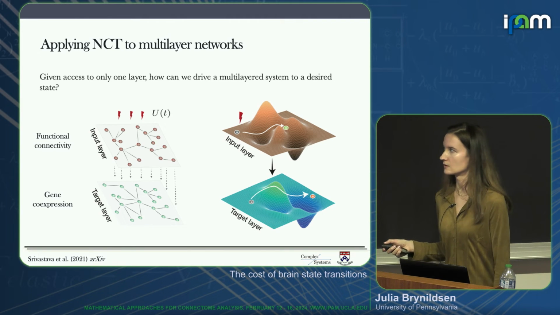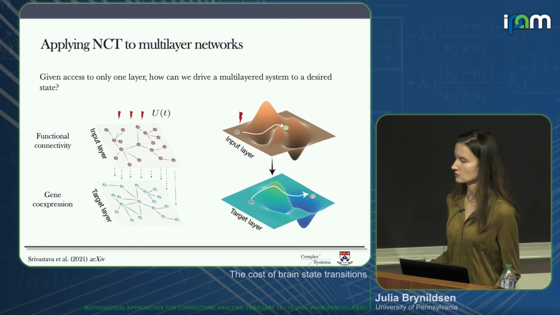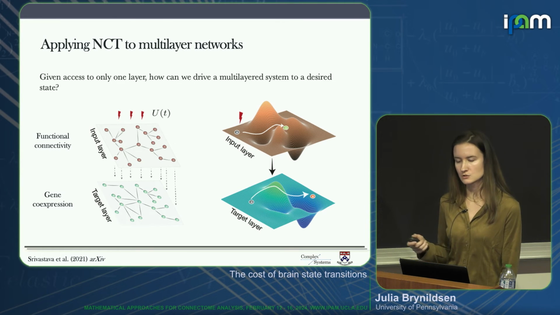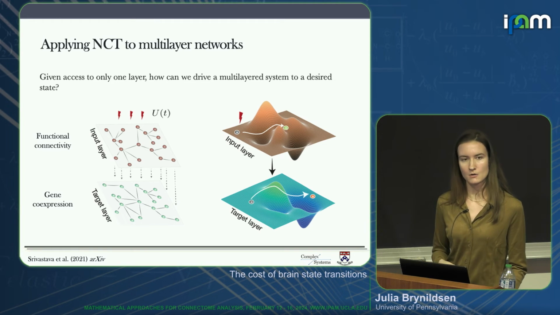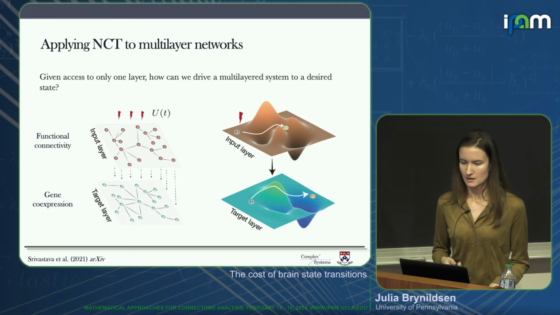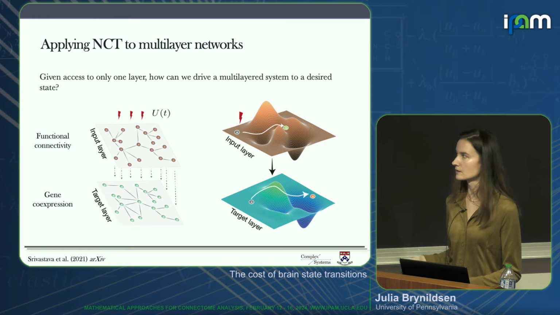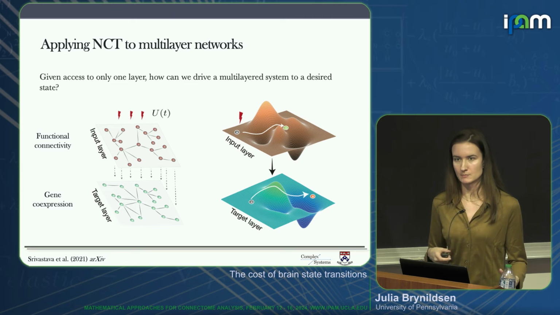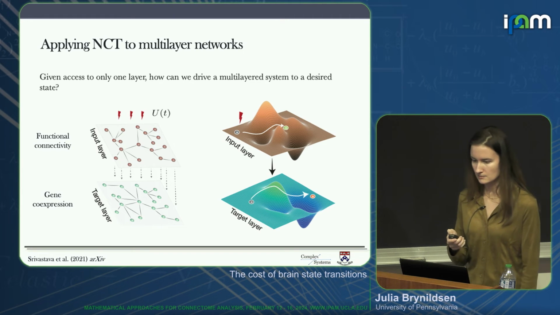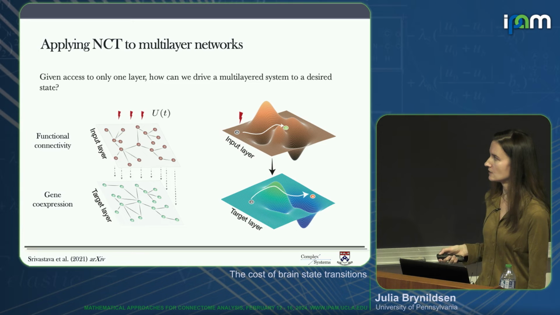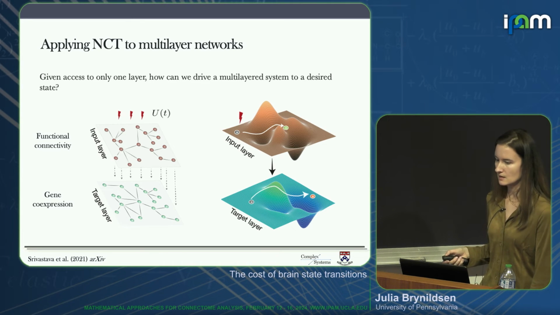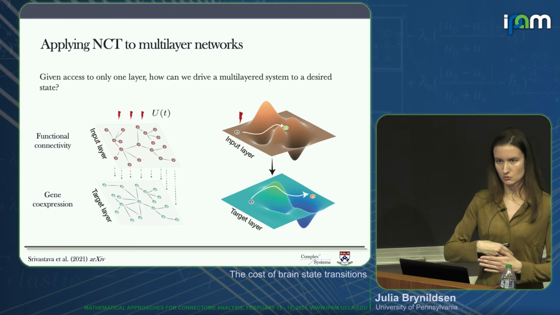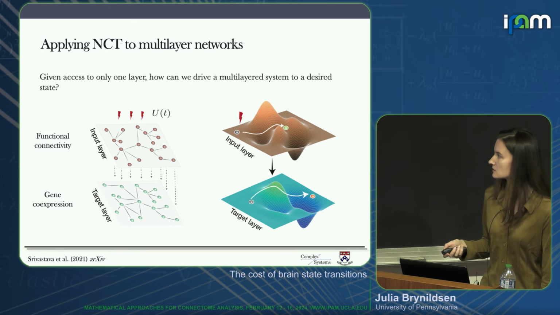So here, as I mentioned, we're interested in modeling functional connectivity and gene co-expression as two layers of a duplex network and determining how we could drive the system from one state to another when we only have access to be able to give input to one of these layers. So in this network, the edges in the functional layer represent correlations in neural activity across time. And the edges in the gene co-expression layer represent correlations across genes between every pair of regions.